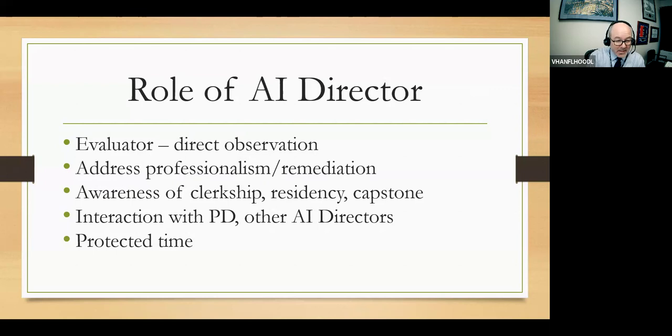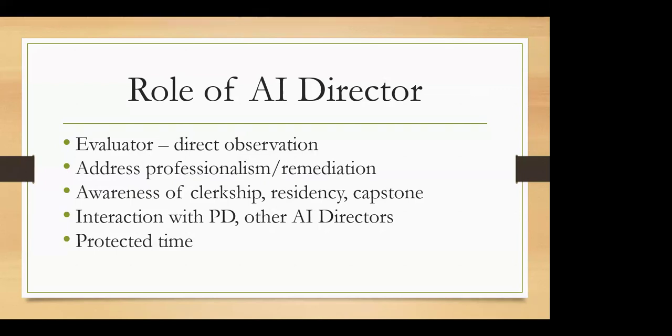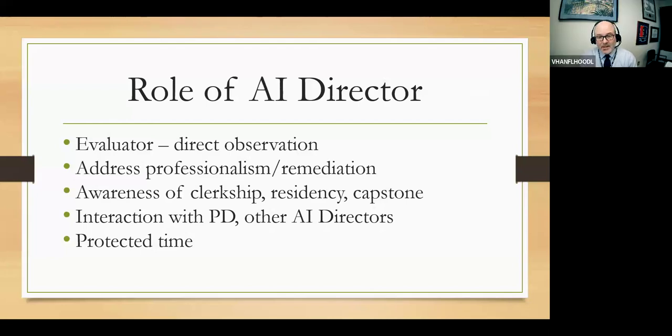30 minutes per student to evaluate, 30 minutes per student to write a summative eval, 30 minutes per student if you're doing some direct observation. So depending upon the size of your sub-Is in your program, it's easily a half day, 4 hours per week.